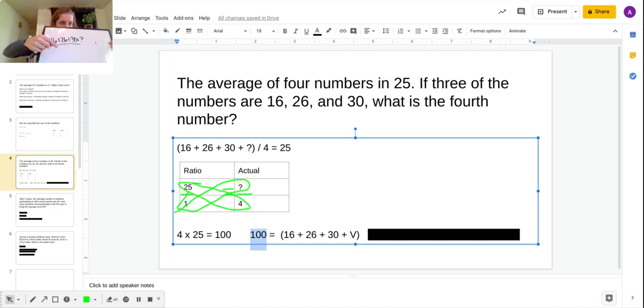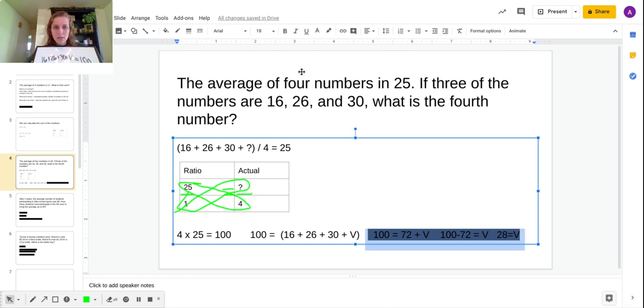So if I get rid of the bar, and I'm going to change this to a variable, so I'm going to do v. So this is equal to 100. That handwriting is rough. Okay, so now we can just do simple addition and then subtraction. So we can add all of our numbers together. I added 16 plus 26 plus 30, and I know that equals 72. So 72 plus v is equal to 100.